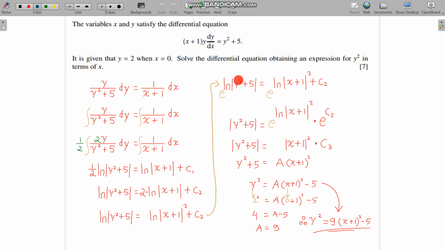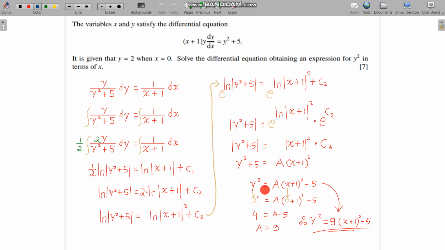And we can raise both sides with the base e, cancel out. We have only the modulus of y squared plus 5, and e to the power of ln also cancels out. This is always positive, no need to use modulus. The right hand side is always positive, so no need to use modulus. And we have e to the power of c2, which we call c3, and we have just a constant. We can just call it a.